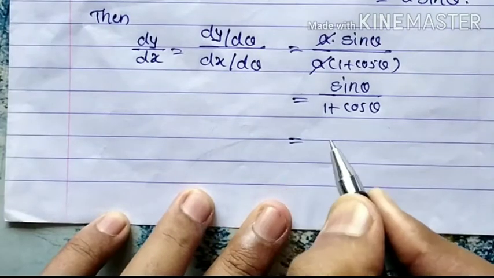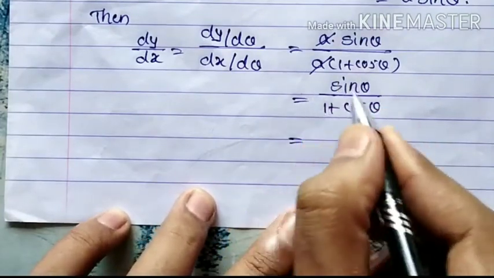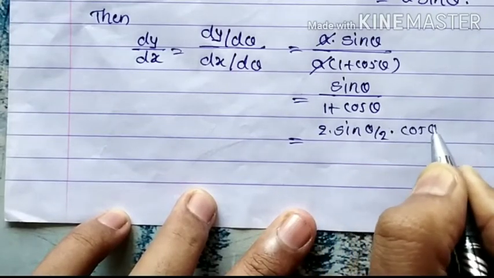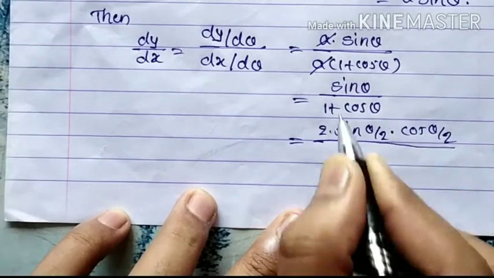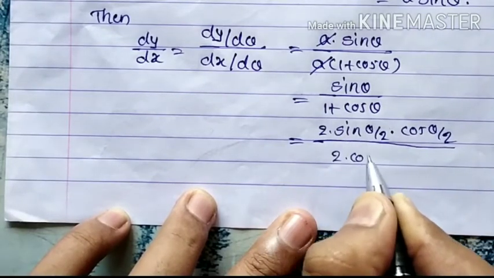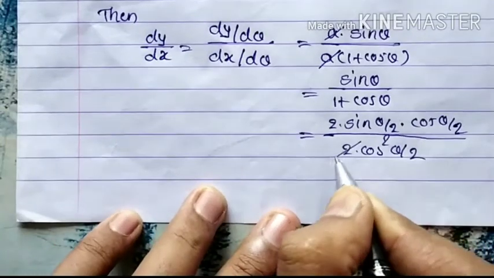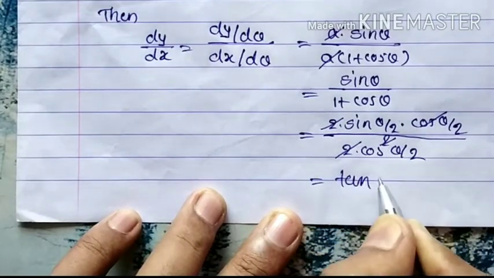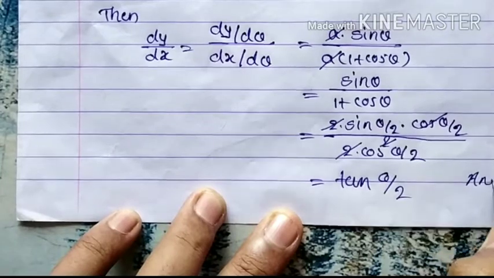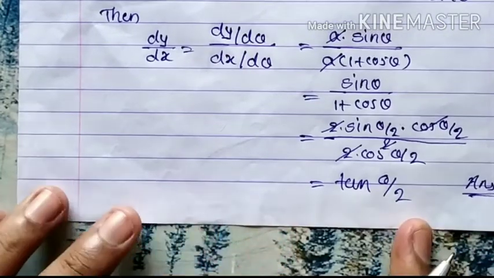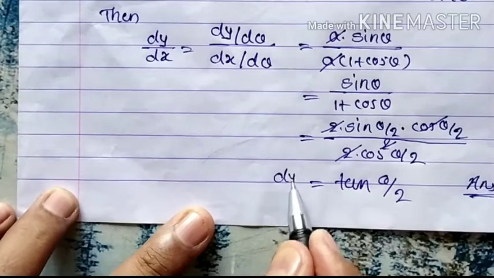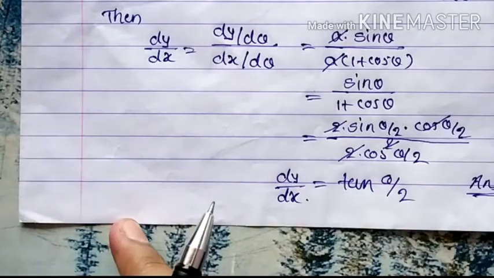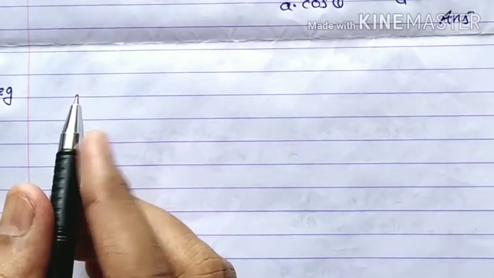Sometimes you may simplify this by using trigonometric formulas. So sine theta can be replaced by 2 sine of theta by 2 into cos of theta by 2, using the half angle formula. Similarly 1 plus cos theta is 2 cos square of theta by 2. So now again 2 gets cancelled, one cos gets cancelled, sine by cos remaining, so the final value is tan of theta by 2. So this may be the most simplified answer of your question, that is the derivative of y with respect to x. And this is nothing but the derivative of a parametric function.